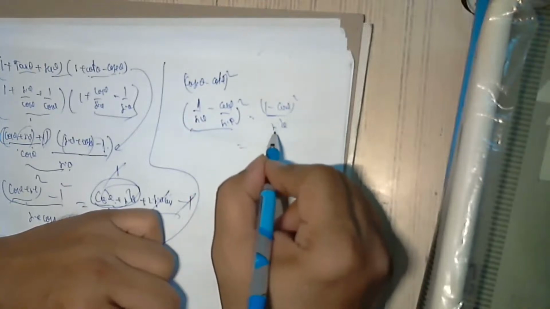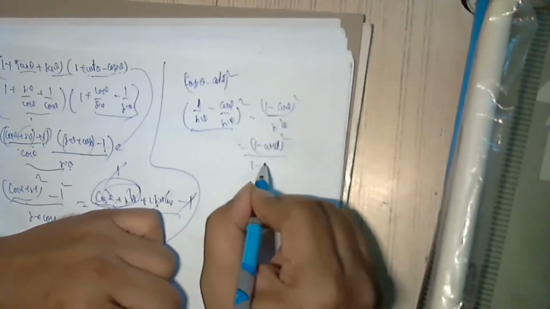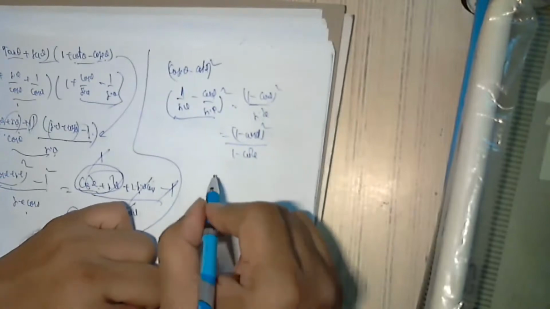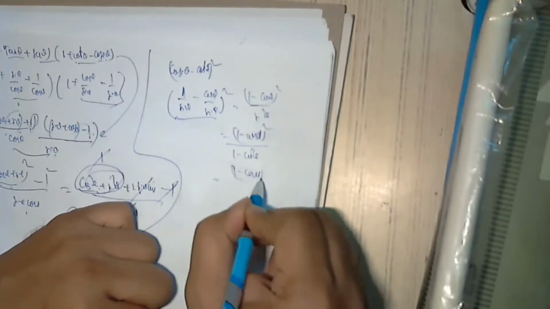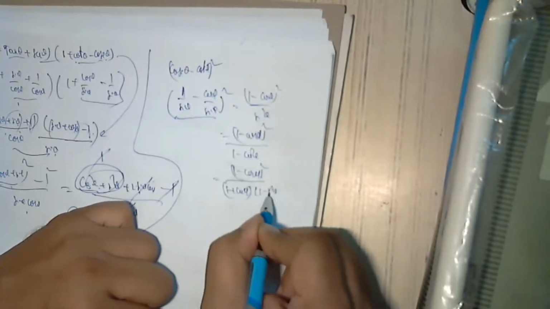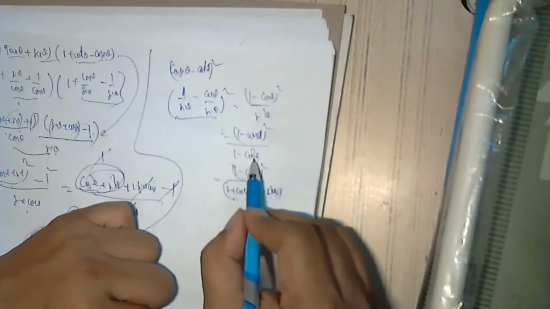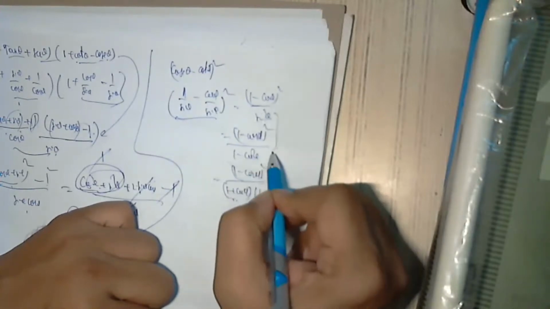So sin square theta can be written as 1 minus cos squared theta. So 1 minus cos theta whole square by 1 minus cos squared theta. That also can be written as 1 minus cos theta whole square by 1 plus cos theta into 1 minus cos theta. A plus b into a minus b is a square minus b square. So we have come onto this.